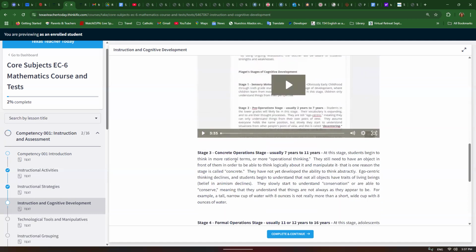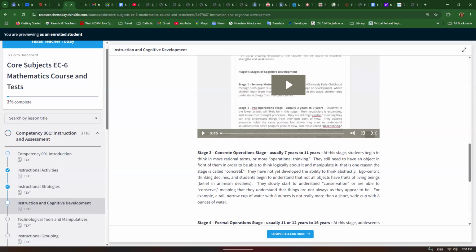Next, we have the concrete operation stage. Usually they're 7 to 11 years old, and they're starting to think in more rational terms, more operational, but they still need a concrete item to be able to think about something. So it's called the concrete operation stage. They also start to understand conservation. So I think of the con in conservation and the con in concrete, and that helps me remember it.